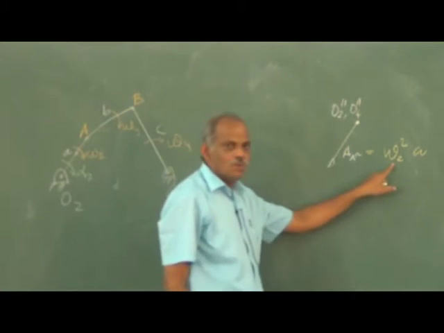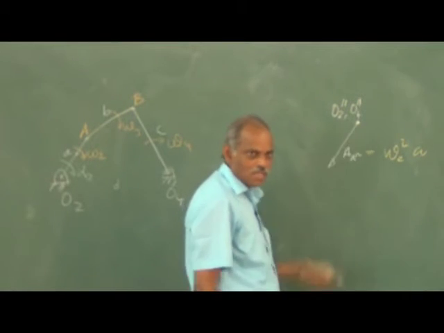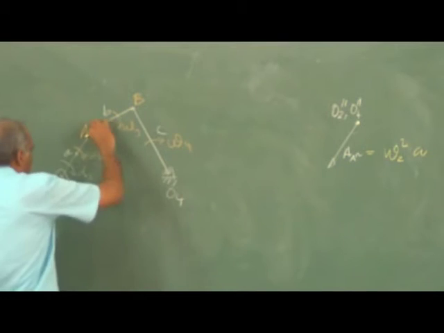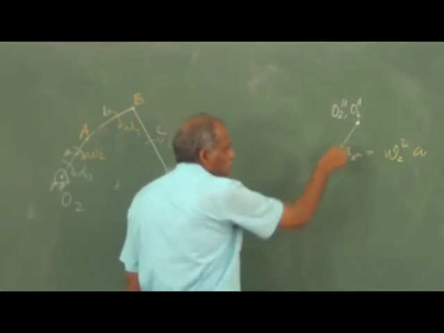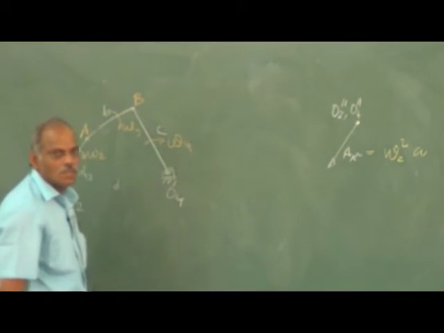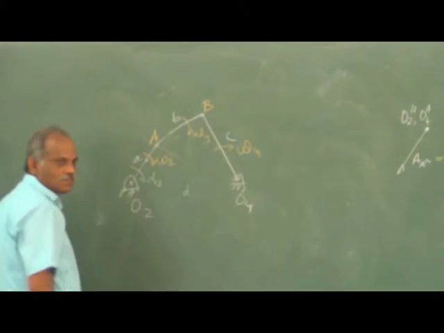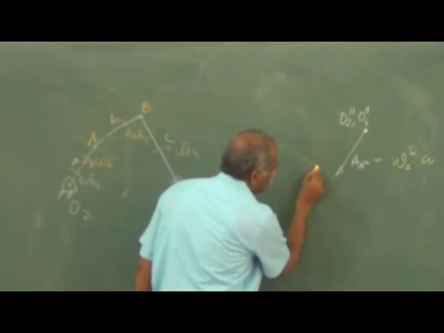We know omega 2, we know A, so we can compute it. We know the direction, it will be just in the direction of A, but it will be center seeking, opposite to your position vector. Now what about the other component? The other component is the tangential acceleration, that will be perpendicular to this. So I can put that direction here.